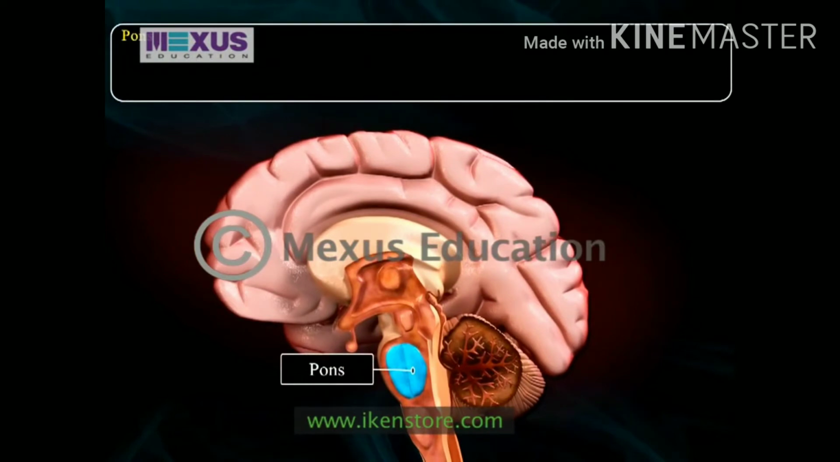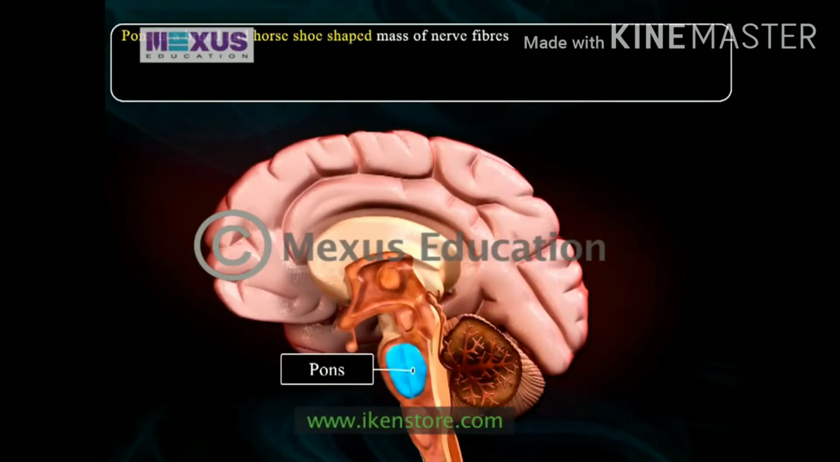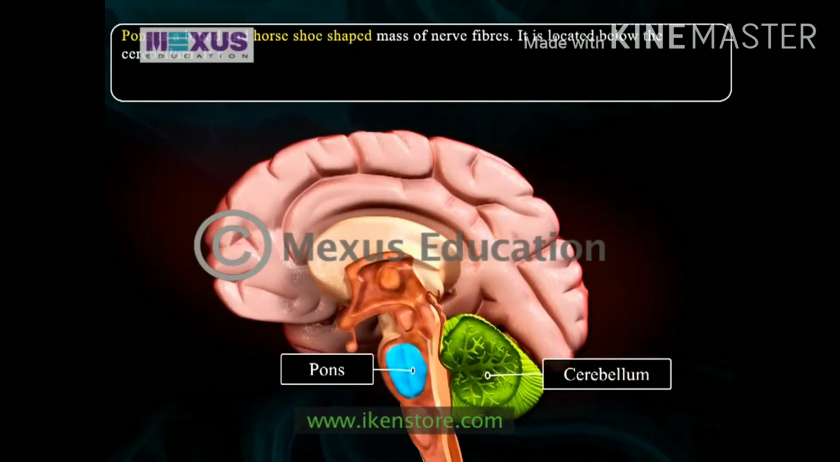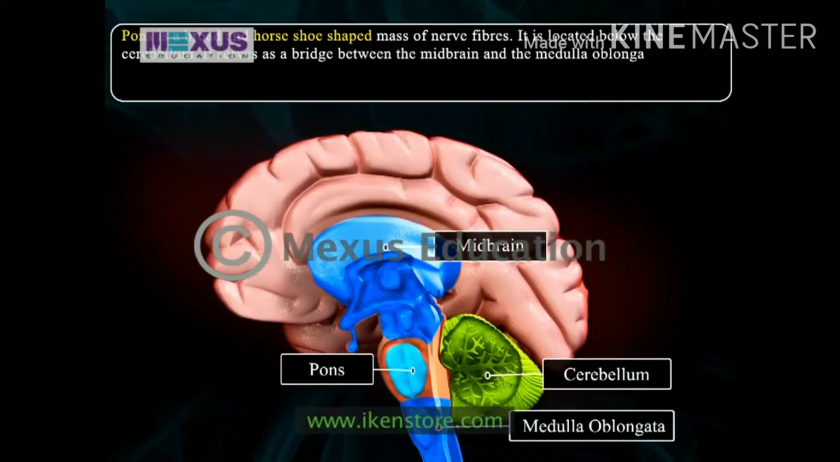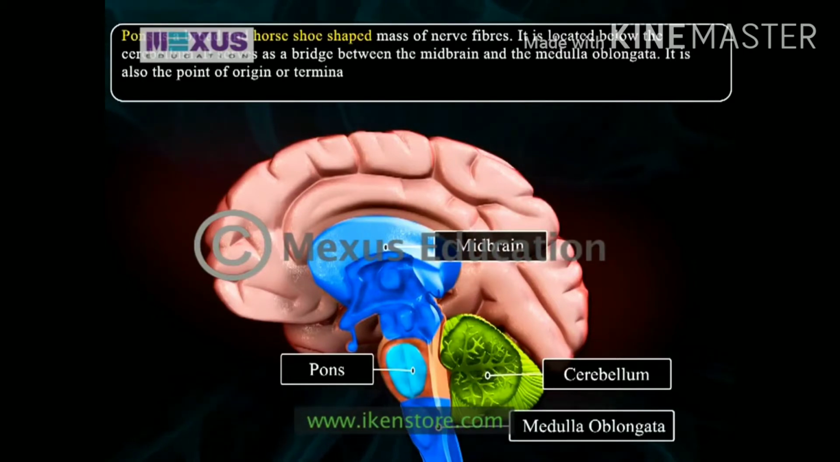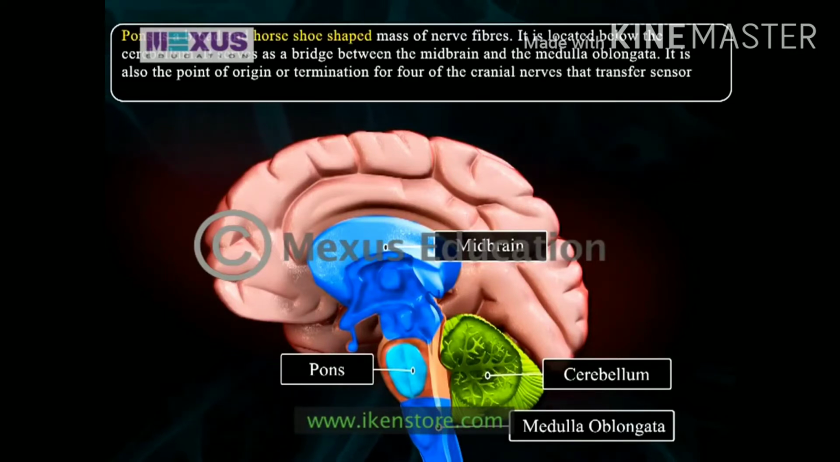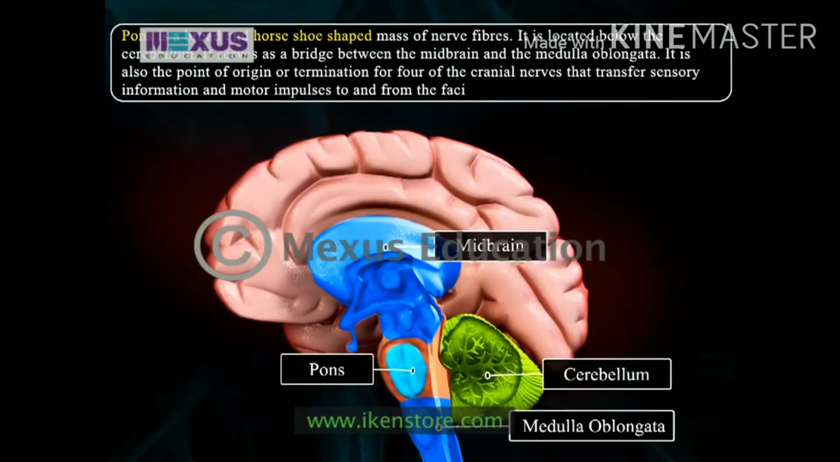Pons is also a part of the metencephalon. It is a broad and horseshoe-shaped mass of nerve fibers. It is located below the cerebellum. It serves as a bridge between the midbrain and the medulla oblongata. It is also the point of origin or termination for 4 of the cranial nerves that transfer sensory information and motor impulses to and from the facial region and the brain.